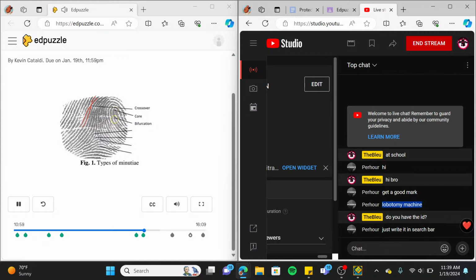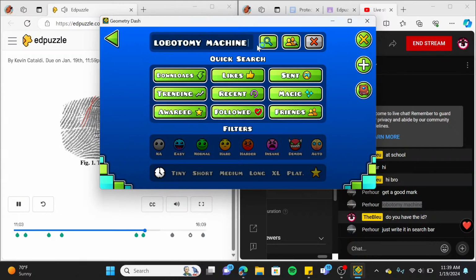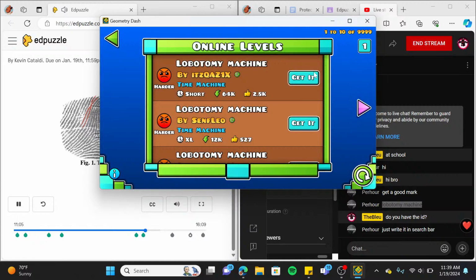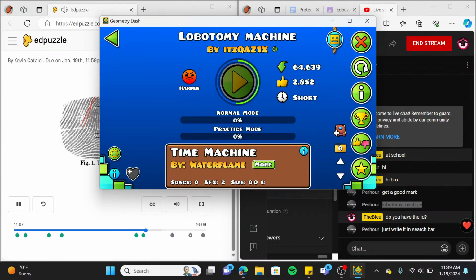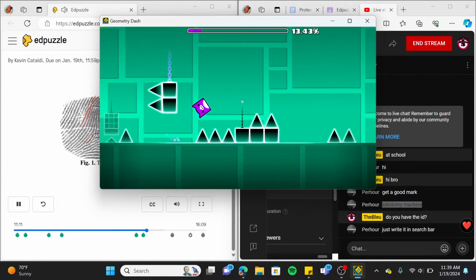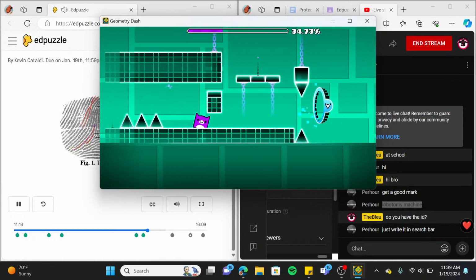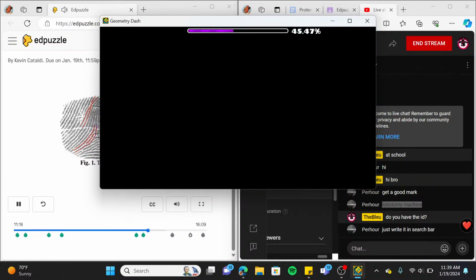This is a bifurcation. Notice you have a single ridge line that forks into two. This is a ridge ending. Okay, you have a ridge that stops. Technically, this would be a ridge ending as well. Okay, this is a continuous. This is a continuous. This would be a ridge ending. This would be a ridge ending.